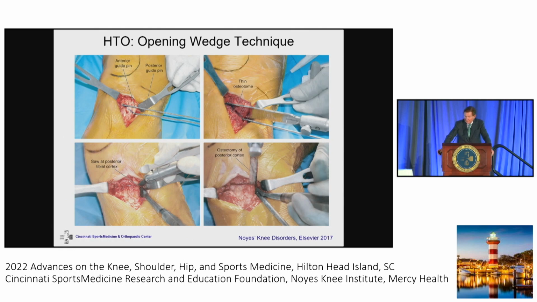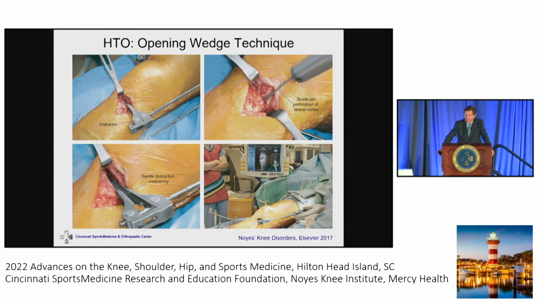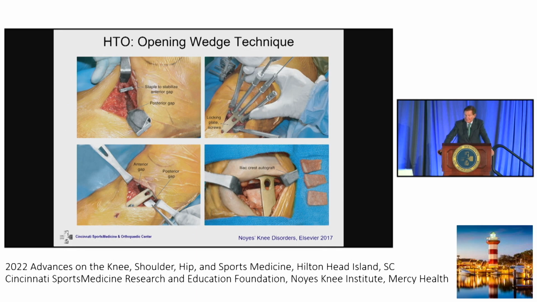We're putting in 2 pins. We're going to bring in the osteotome along that pin. We're going to follow it with arthroscopy. We're going to dilate the osteotomy site, as you can see here, very gradually. That pin in the upper right, we're penetrating the posterolateral cortex so that we don't have a fracture. Very important technique. I'm putting a staple in the front because I don't want to increase the tibial slope.